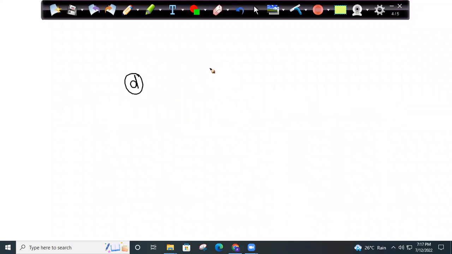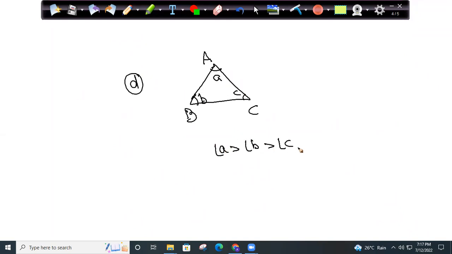The next property that you should know is this. A, B, and C. Let this be angle A, let this be angle B, this is angle C. Assume angle A is greater than angle B, which is greater than angle C. Means angle A is the greatest angle, and angle C is the least angle.